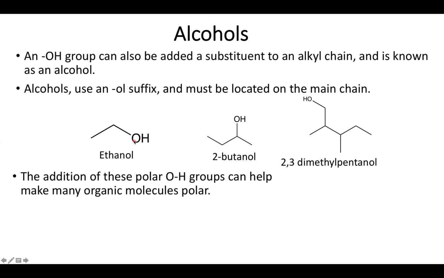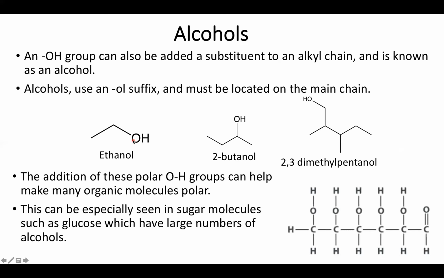So a lot of molecules that dissolve readily in water will have a lot of alcohols. A prime example of this is sugars. For example, glucose has 5, count them, 5 separate alcohol groups. This makes it very easy to dissolve in water, whereas something like hexane would do a very bad job.